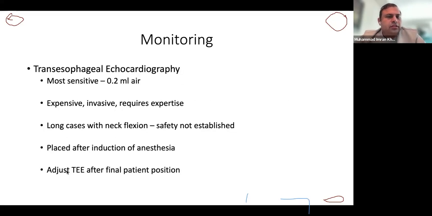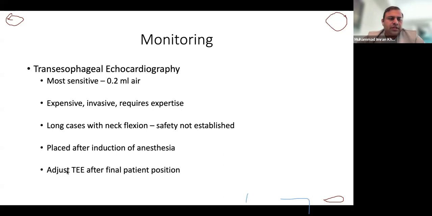Then there is transesophageal echo, which is the most sensitive monitor for VAE and can alert the anesthesiologist at the first sign of air entry. TEE can detect as little as 0.2 mL of air. However, TEE is expensive, invasive, requires expertise to place and interpret, and requires that the clinician watch the ultrasound screen continuously. The safety of TEE in long cases with the neck flexed has not been established. Devices placed in the pharynx can obstruct venous drainage in the neck when it's flexed and cause swelling of the tongue and soft tissues, with potential airway obstruction after extubation.